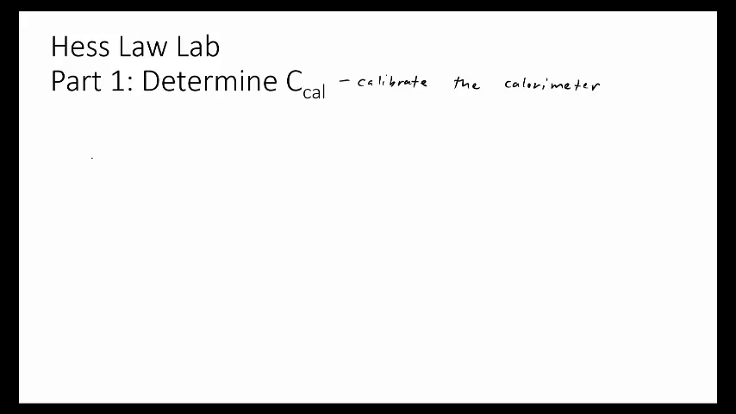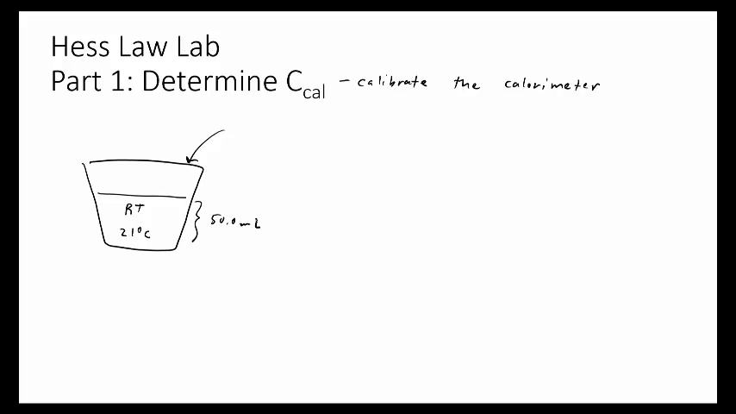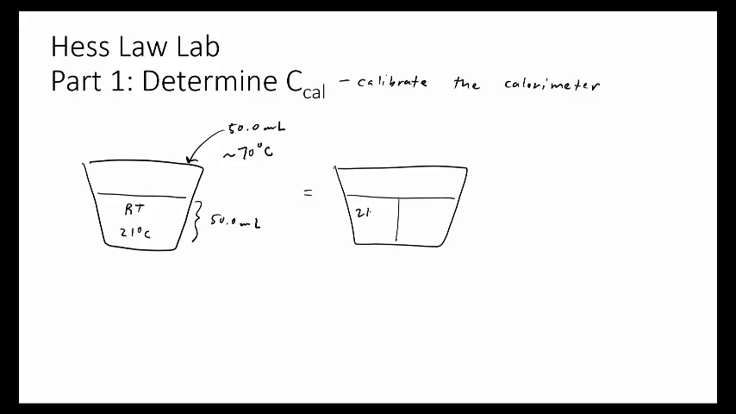So here's what we're doing in part one. We have a cup with some water in it, 50 milliliters. We're going to start with room temperature water, probably around 21 degrees Celsius. And to this water, we're adding 50 milliliters of 70 degrees Celsius water. It doesn't have to be exactly 70, but around 70. So you'll have 50 mL at room temperature, like 21 degrees Celsius, and another 50 milliliters at 70 degrees Celsius.